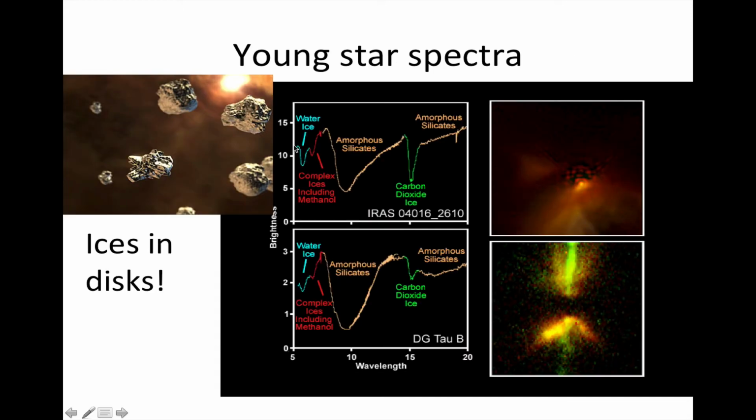Here we have some examples of young star spectra. Remember that spectra are breaking up the light like a prism. So here's brightness as a function of wavelength. And remember in the movie we had these grains of olivine and dust. These are HST images in the near infrared here on the right, and these are infrared spectra from Spitzer. This is from water ice. This is from really complex ices, including methanol. This is something that astronomers call amorphous silicates, but you can really think of them essentially as beach sand. This is from carbon dioxide ice. You can see that there's similar structures in these two disks and in many others.